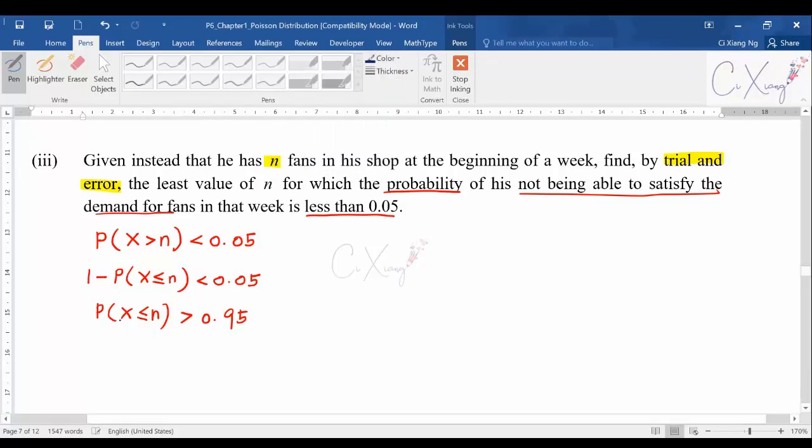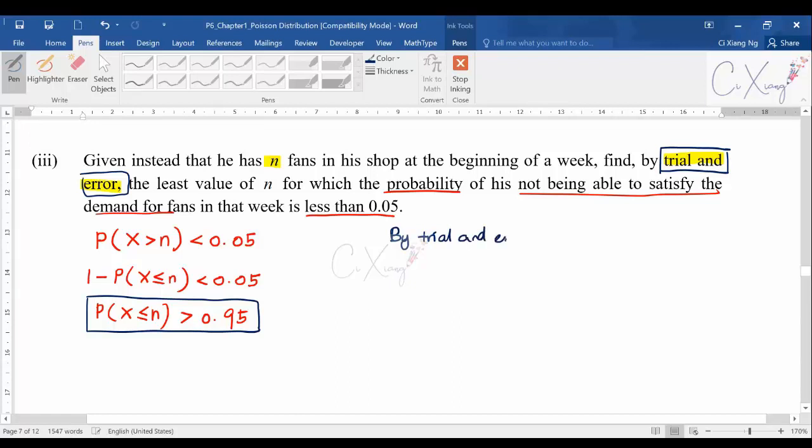Okay, so if you try to expand the formula for P(X ≤ n), you realize that you cannot solve it directly. Therefore, in this question, they already mentioned clearly to use the trial and error method. So what does the trial and error method mean? It means that you have to start from the value that you think should be the answer. Actually you should start from X ≤ 0 and then X ≤ 1 and so on, to check and see what the value of n is.